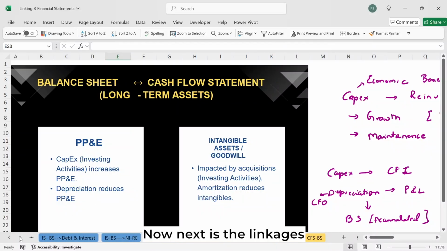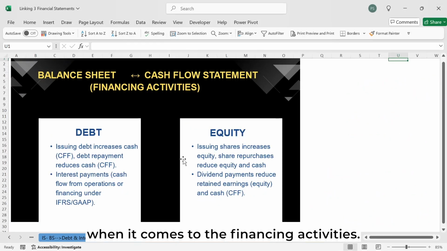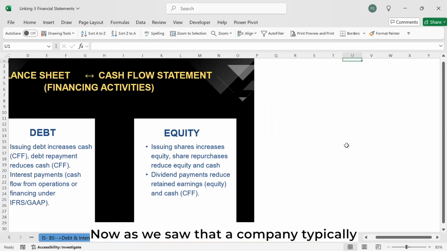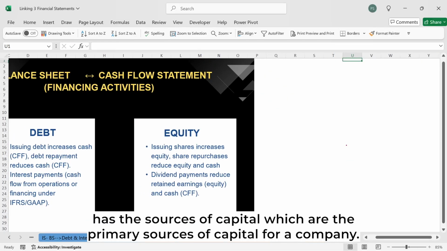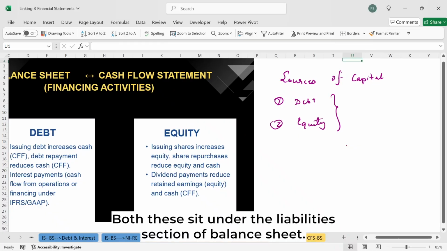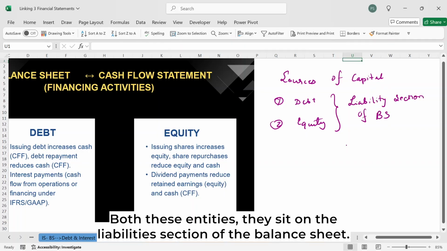Now next is the linkages when it comes to the financing activities. As we saw, a company typically has primary sources of capital. The first source is debt. The second source is equity. Both these entities sit on the liability section of the balance sheet.